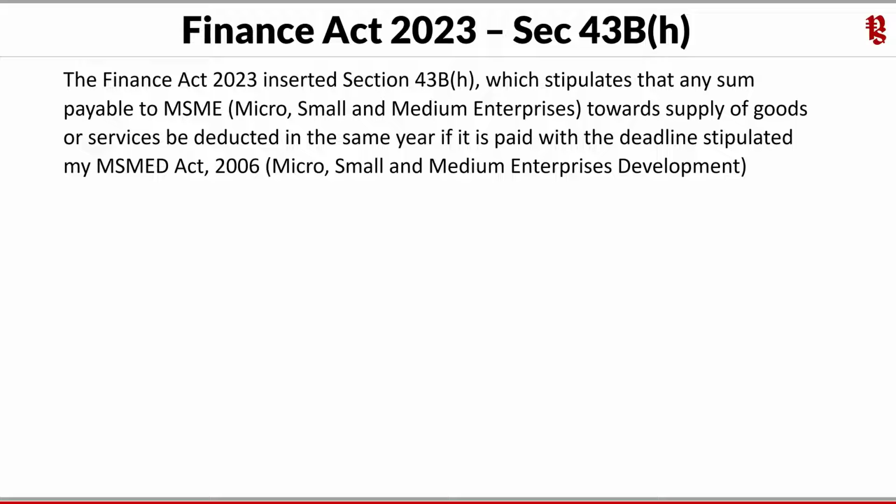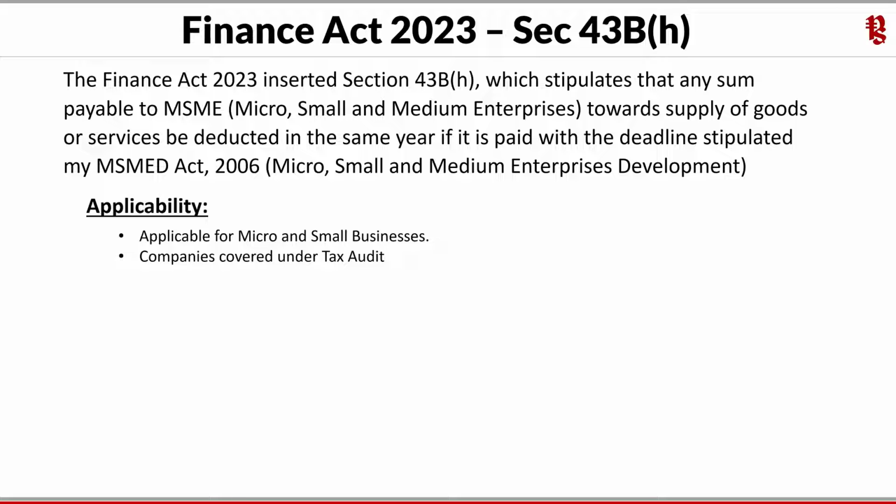Let us quickly look at it. The applicability is, this section is going to be applicable for companies for all procurements from only micro and small businesses. It is applicable for all the companies covered under tax audit and businesses preparing books of account and filing ITR 3.